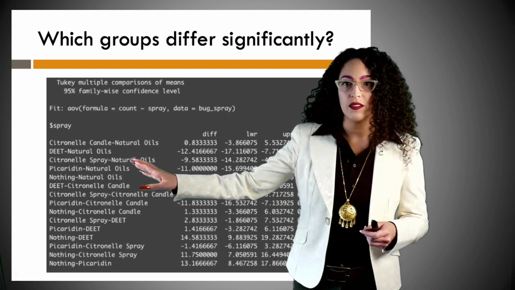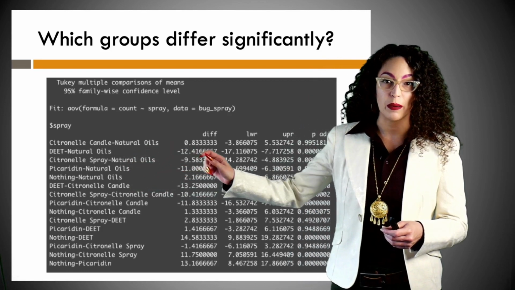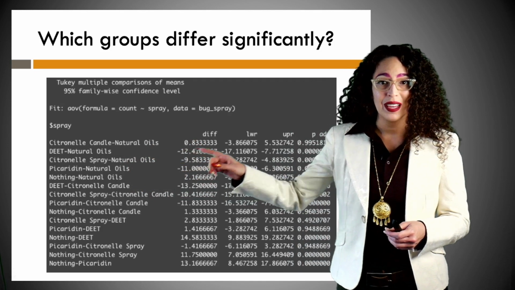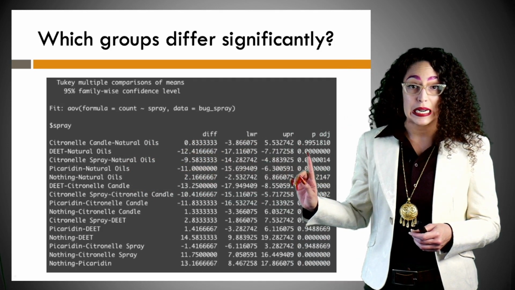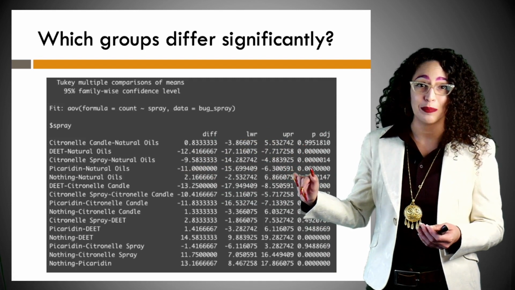Let's see, citronelle versus natural oils. Remember, they didn't look like they were very different. They both had quite a few bug bites. So we have a difference of 0.83 between them. And we can see here that it is very not significant. That is huge. We're trying to get below that 0.05, and this is 0.99.